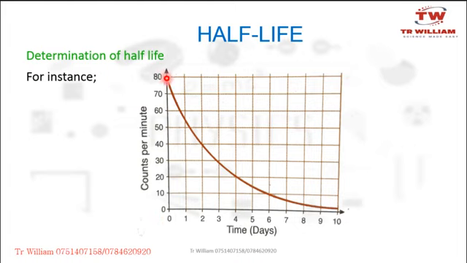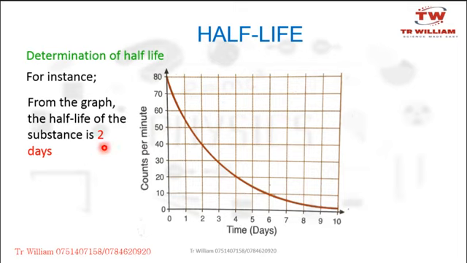Now we want to see what is the half-life, or what was the time by the time the count rate became 40. We see when the count rate is 40, the time is 2 days. That is after 2 days. So the half-life from that graph is 2 days, because we see at 80 the time was 0. So by the time it decayed from 80 to reach 40, when we move from 40 and we reach the curve, then we read down what the time is. We see it is 2 days. So that means that the half-life is 2 days.